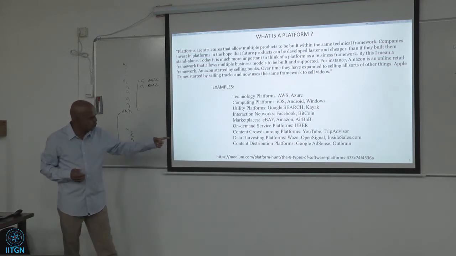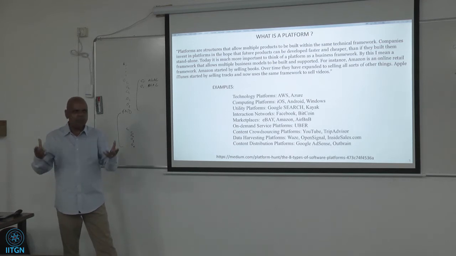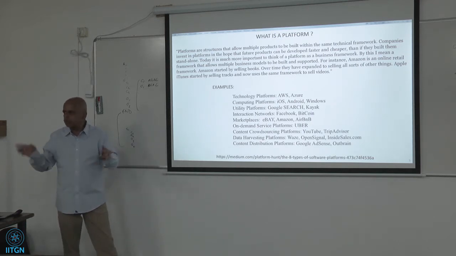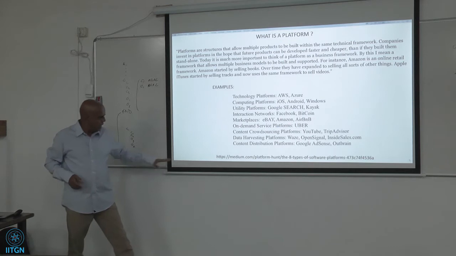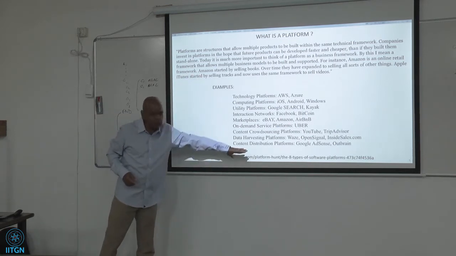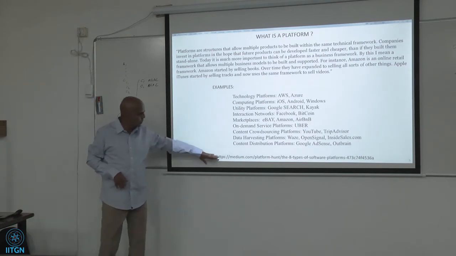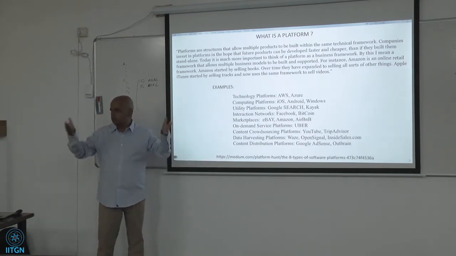A content distribution platform, Google AdSense. Google makes lots of money by ads and all that stuff, right? So AdSense, for example, is a content distribution platform. And this definition was taken from this URL. Once you get the PDF file, you can go to that link and study more on your own.